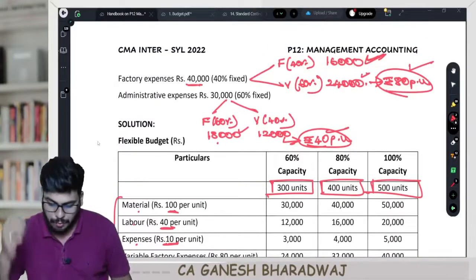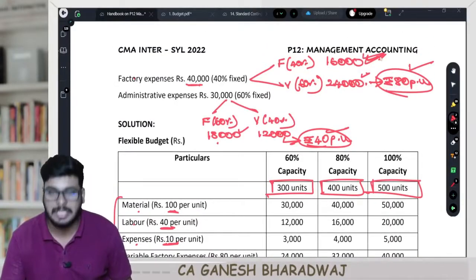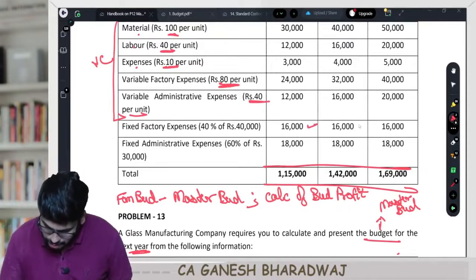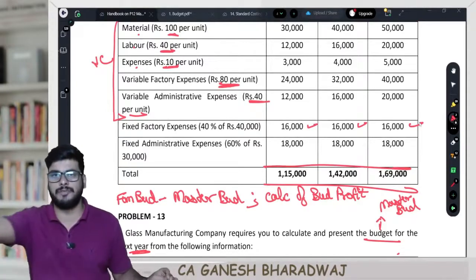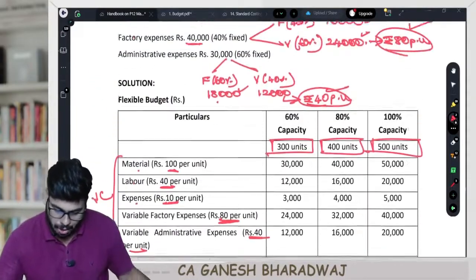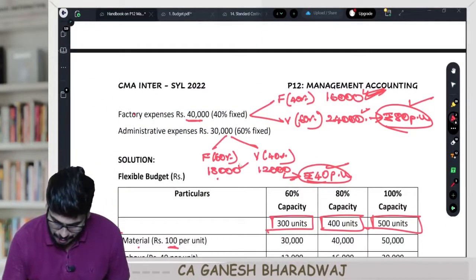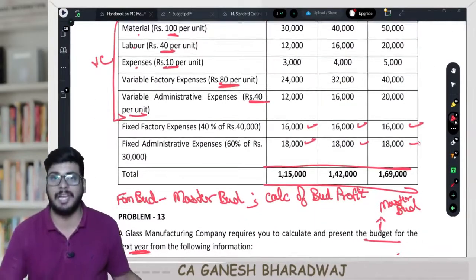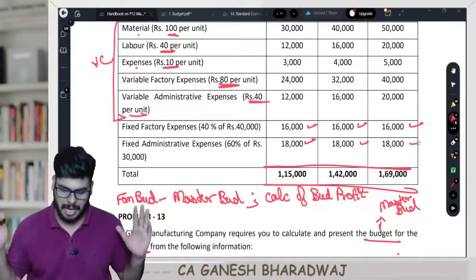Fixed costs, there are two fixed costs. Fixed factory cost 16,000 rupees. They have mentioned here, this remains constant in value. Irrespective of your output level, fixed cost remains constant in total. Similarly, your fixed admin expenses, how much is that? 18,000 rupees. This also remains constant in value irrespective of your volume level. Are you clear with this?